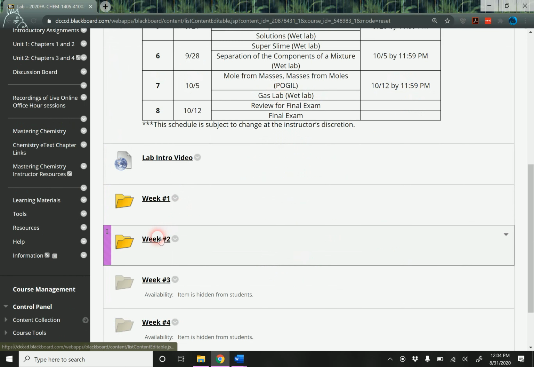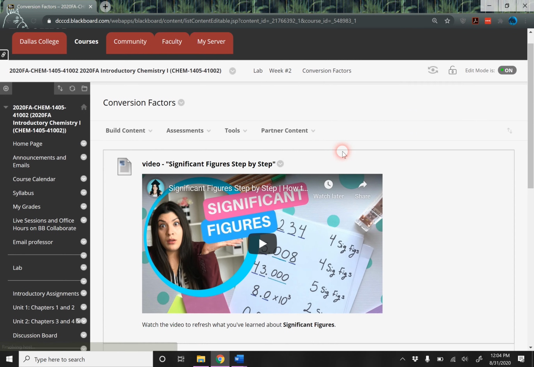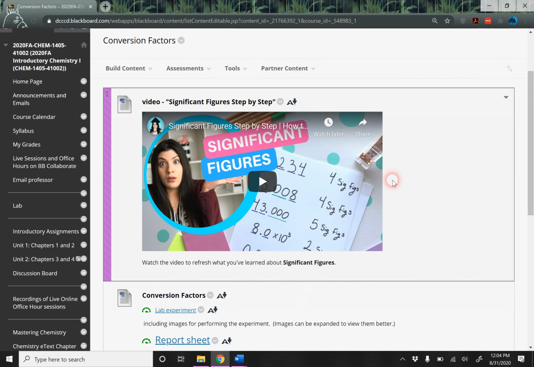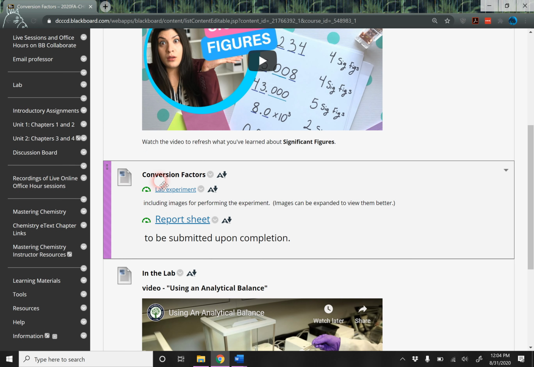So if you will come down to week 2, you will see this folder. And you'll see a couple things here. So the first thing you'll see is this video about significant figures. And then you will see the actual lab experiment. So that's the sheet that goes over sort of what you're going to be doing, and if there's a procedure, that will give you the procedure. And then you will see your report sheet. That's what you'll actually turn in to me.